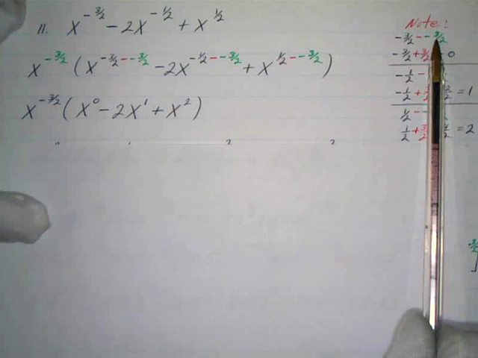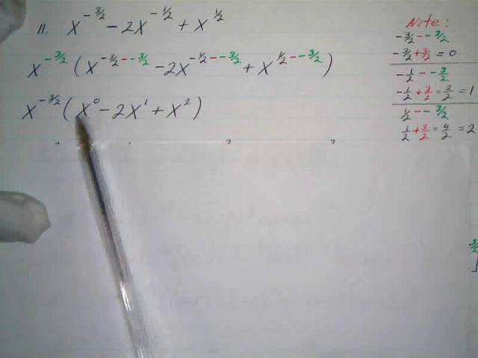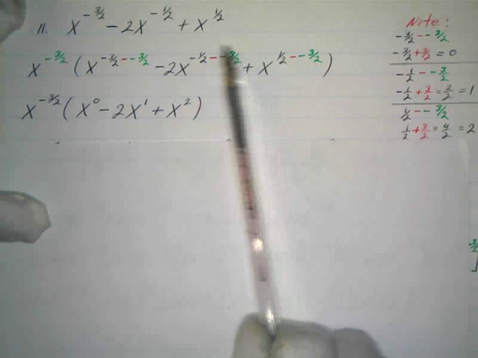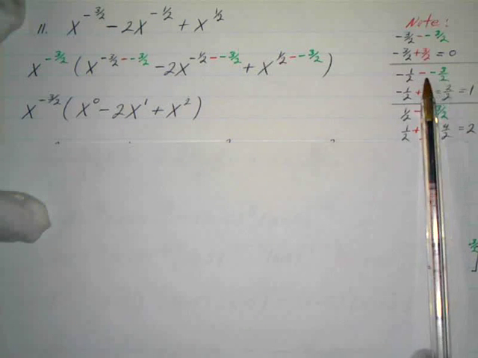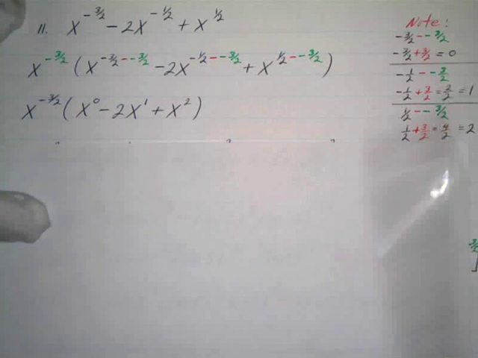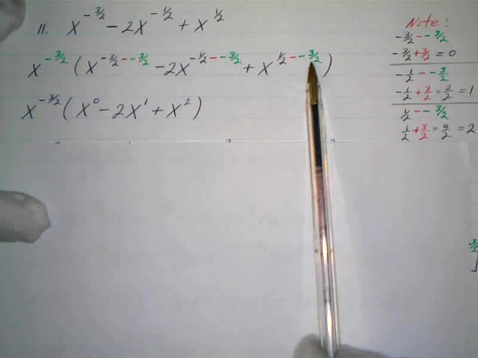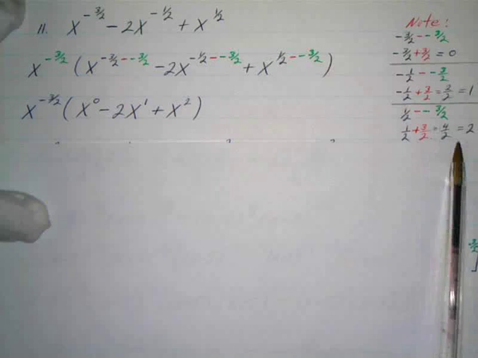Negative 3 halves, negative times the negatives plus 3 halves, so that's 0. So this ends up being 0. This ends up being 1. You can see over here, this is positive 3 halves. 3 halves minus 1 half is 2 halves, which is 1. Okay, and this ends up being 1 half plus 3 halves, which is 4 halves, which is 2.